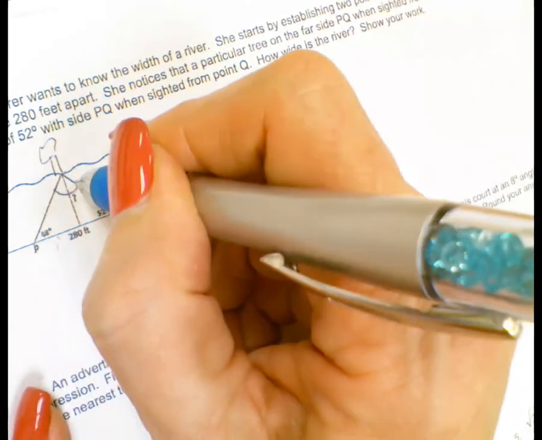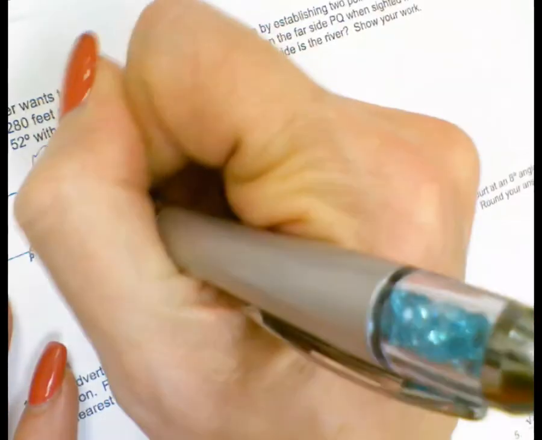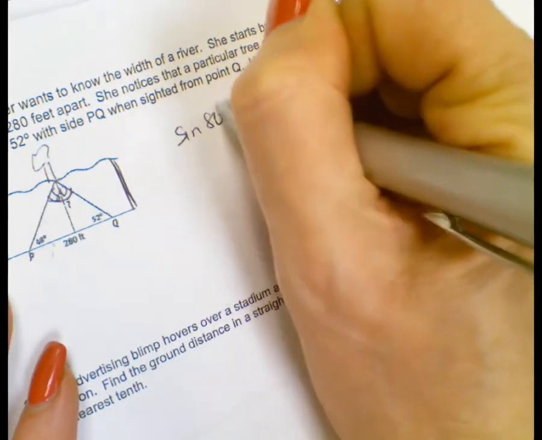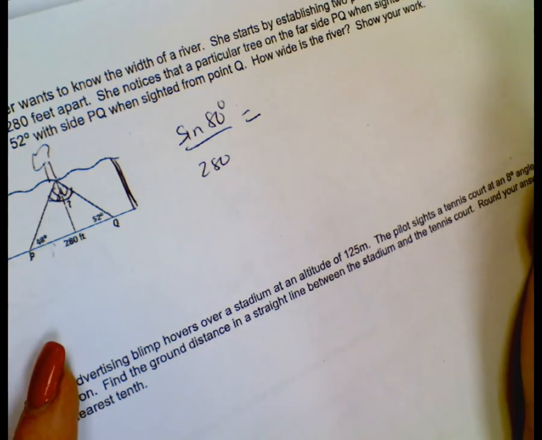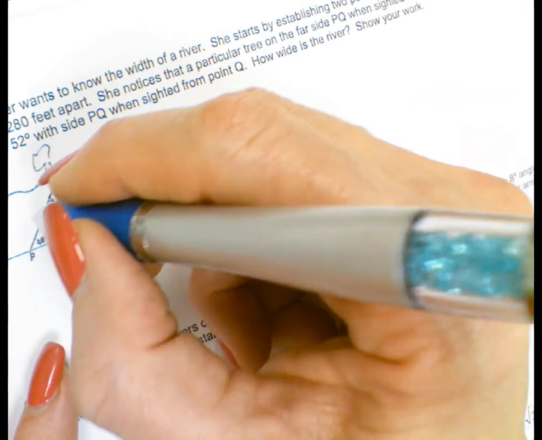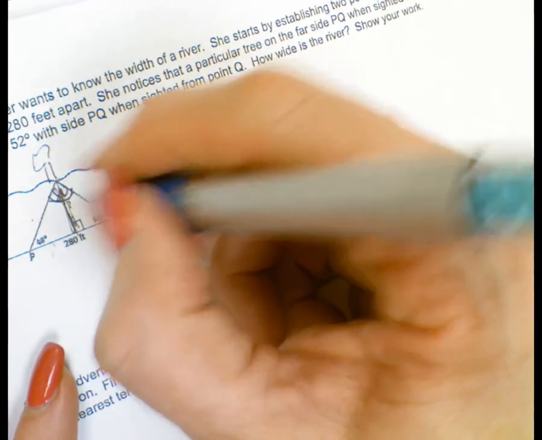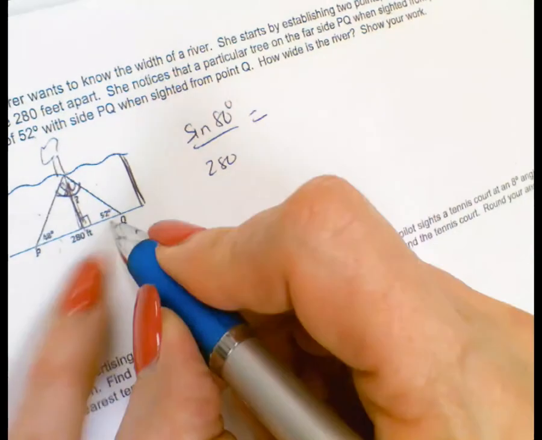So we're going to figure out this angle right here. We're going to do that by taking 180 minus 48 minus 52. It's 80. So this is 80. So we're going to go sine 80 over 280 equals, how wide is the river? So we need to find the altitude. We're going to be finding this right here. But in order to find that, we have to know one of these sides of this right triangle. So we can find either side. It's up to you. Since the only thing that was given was 52, I'm using the 52.